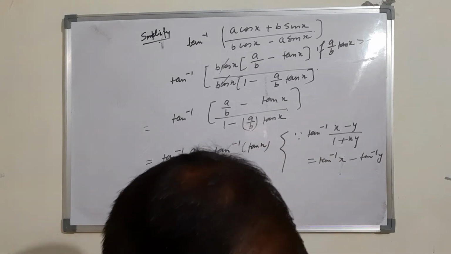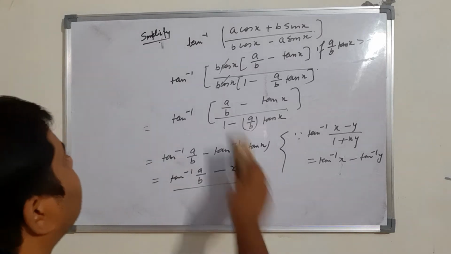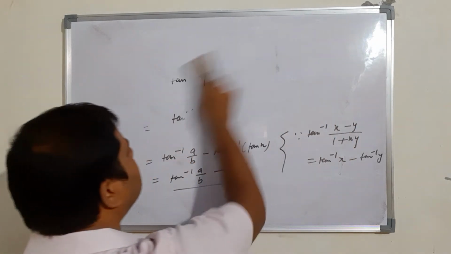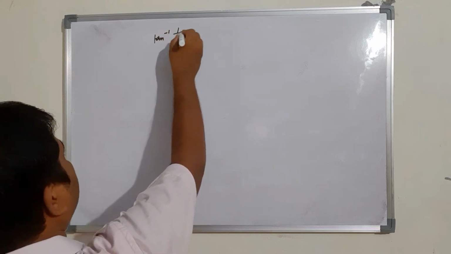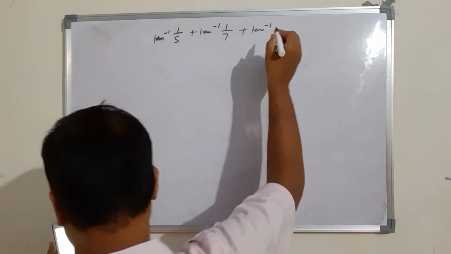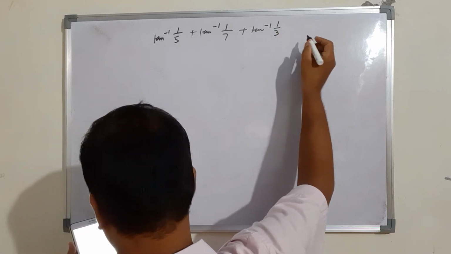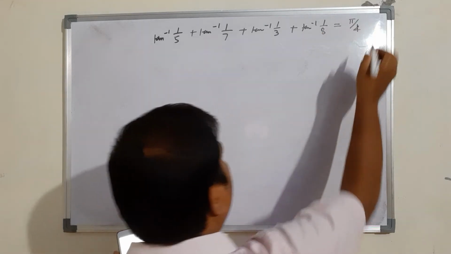Now the next question is, prove that tan inverse of 1 by 5 plus tan inverse of 1 by 7 plus tan inverse of 1 by 3 plus tan inverse of 1 by 8 is equal to pi by 4. We have to prove this one.